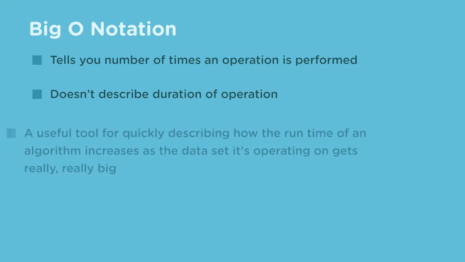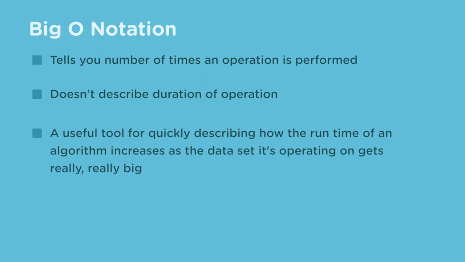Big O is a useful tool for quickly describing how the runtime of an algorithm increases as the dataset it's operating on gets really big. But you can't always choose between two algorithms based just on their Big O runtimes. Sometimes there's additional info you need to know about an algorithm to make a good decision. Now that we can sort a list of items, we're well on our way to being able to search a list efficiently as well. We'll look at how to do that in the next stage.